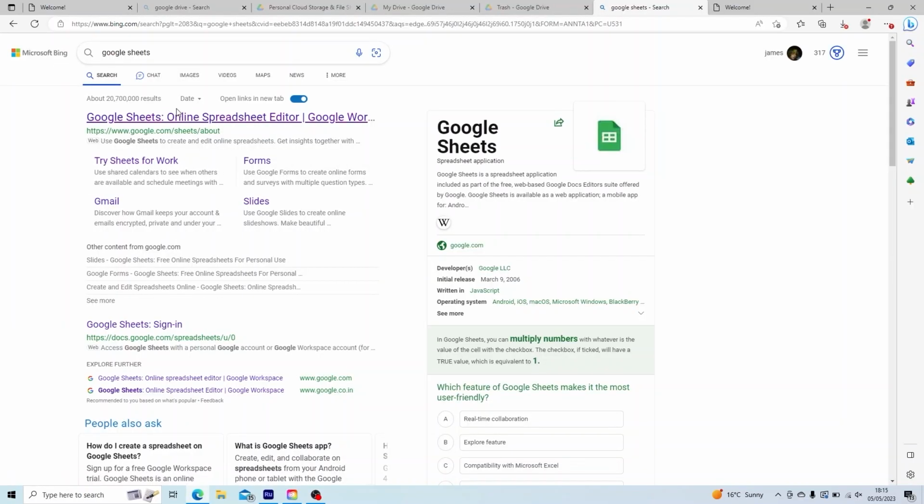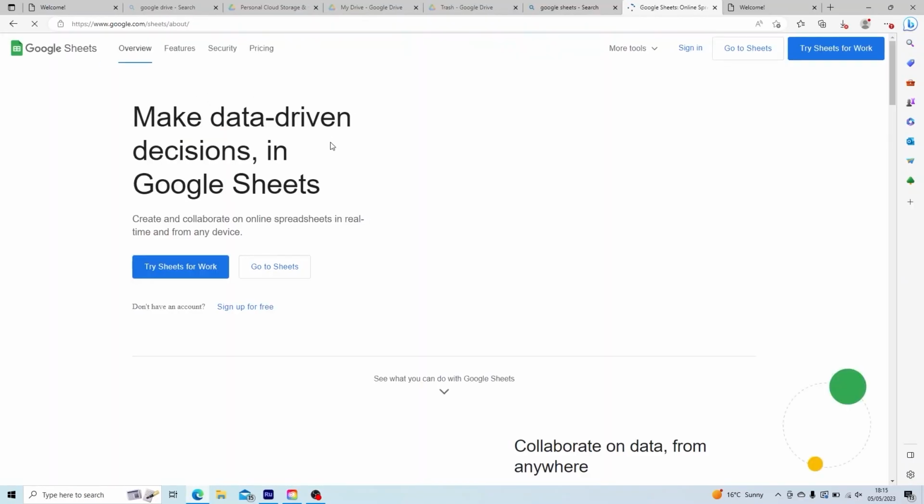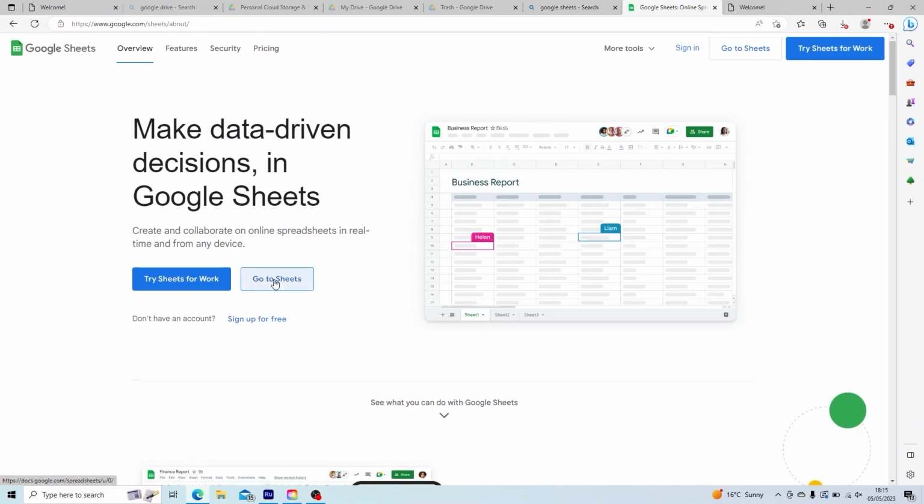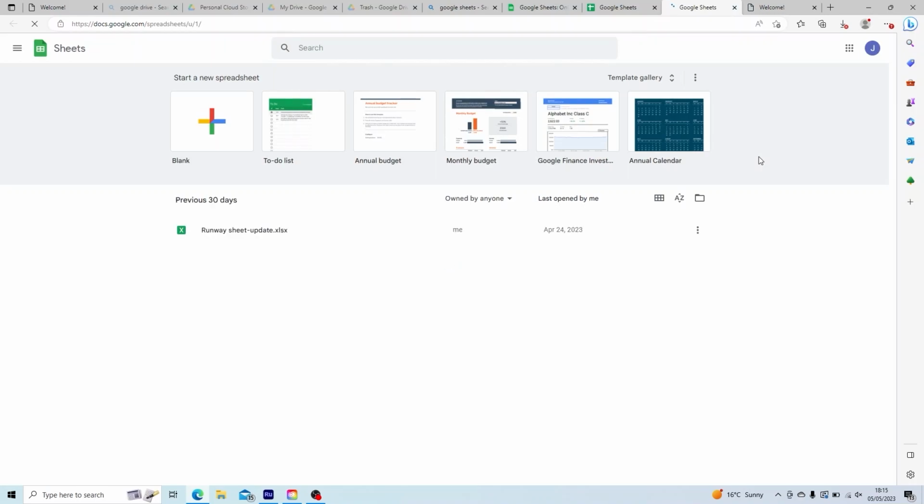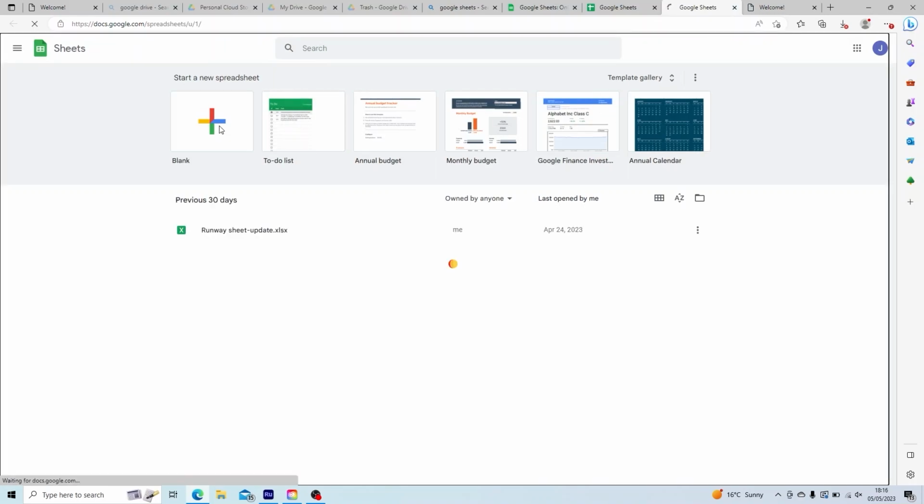You start off by going to Google Sheets. You can just Google Sheets. Go to Sheets. Make sure you're logged in. Click a new one. I started with a blank one. This is only, obviously, basic.